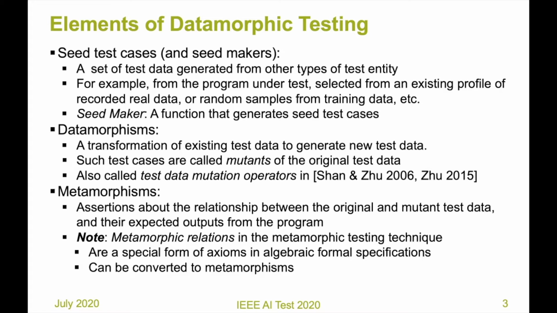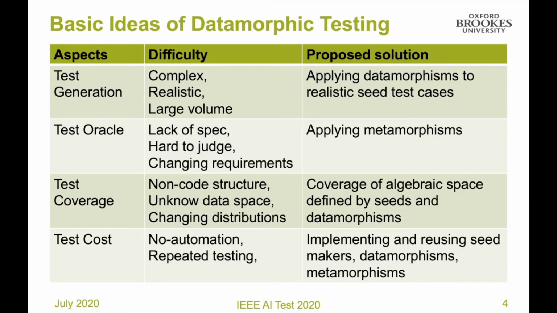Metamorphic relations are nothing but a special form of axioms in algebraic specifications, so they are powerful to specify software functionalities. Metamorphic relations can be converted to metamorphisms in a more algebraic way, therefore they can be used as a test oracle. The basic ideas of datamorphic testing can be summarized in the following form.